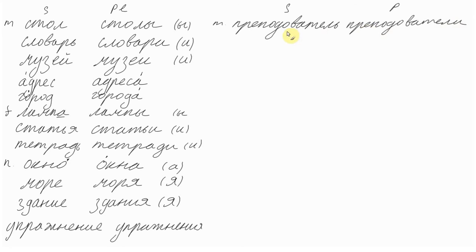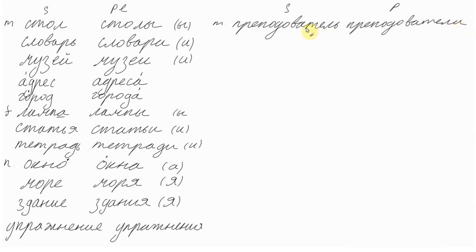Преподаватели. Преподаватель, преподаватели. The ending changed to е. How should you remember this? Тетрадь, тетради: it ends in a soft sign, which changes to и. It is kind of a pattern. We got a soft sign here, it changes to и. You should pay attention to these things.